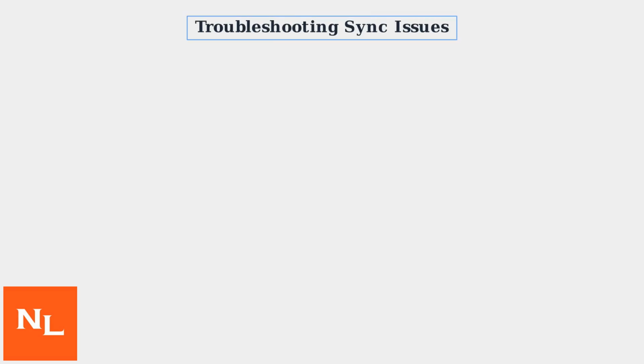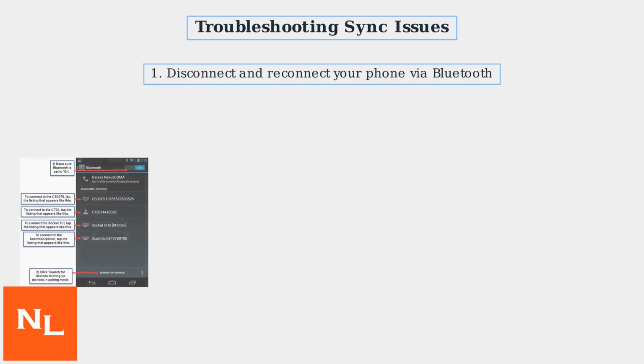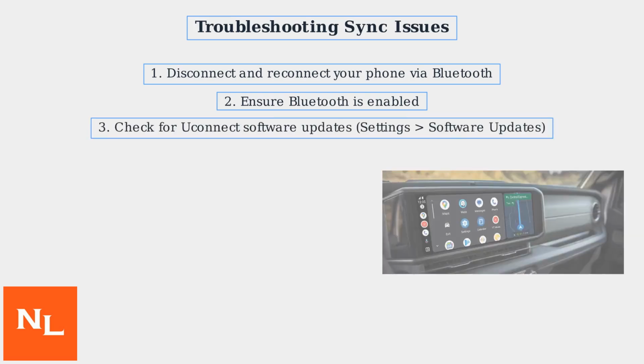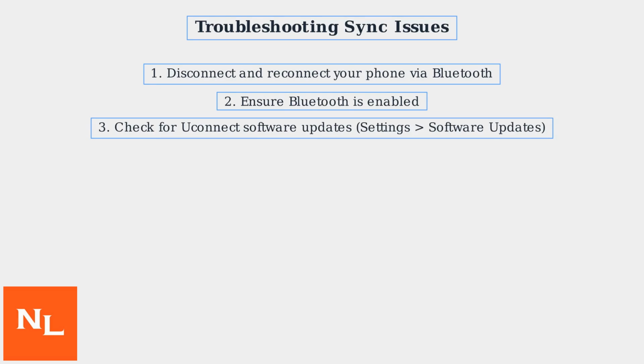If changes don't sync, try these troubleshooting steps to resolve the issue. First, disconnect and reconnect your phone via Bluetooth to refresh the connection. Second, make sure Bluetooth is enabled on both your phone and the vehicle. Third, check for Uconnect software updates in Settings under Software Updates. Fourth, restart your phone to clear any temporary issues.